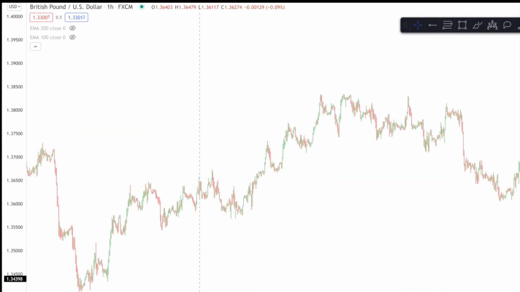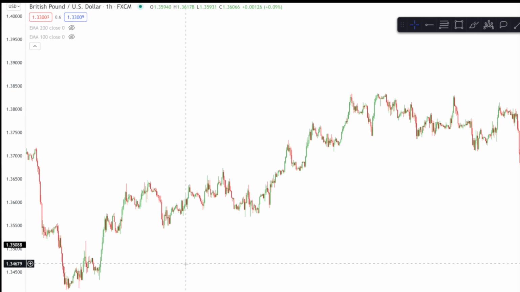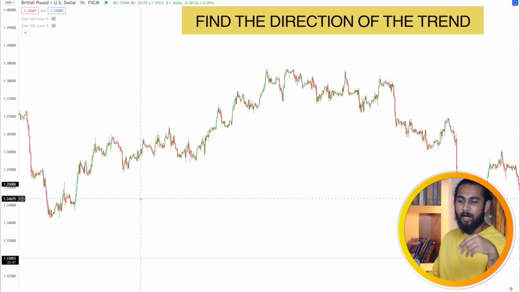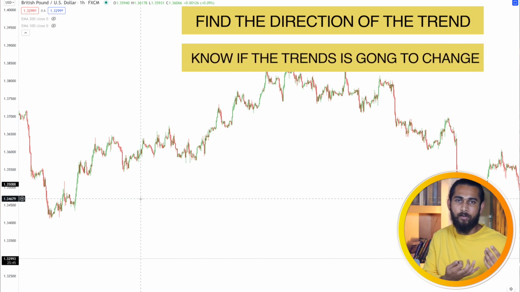Let us go to the chart and find some examples of it. So here we are on the GBP/USD 1 hour chart. So let us first try to use market structure to find the direction of the trend, and also how do we know if a trend is going to change.